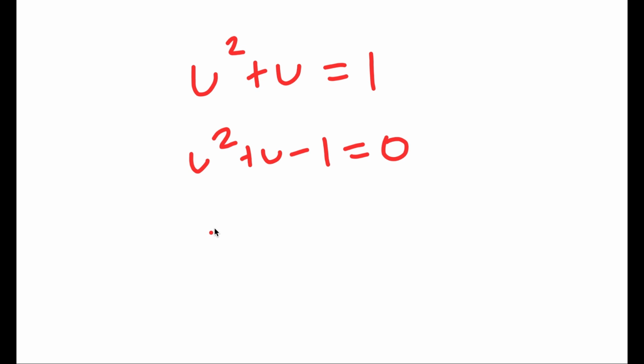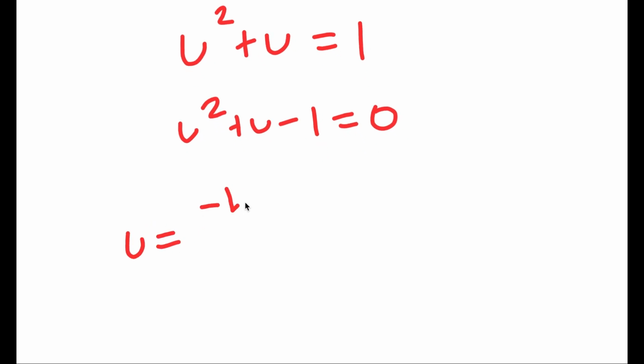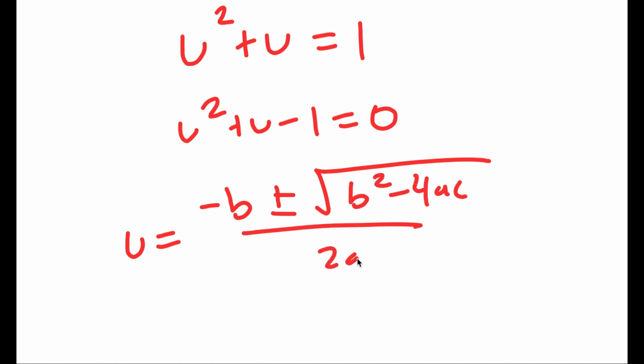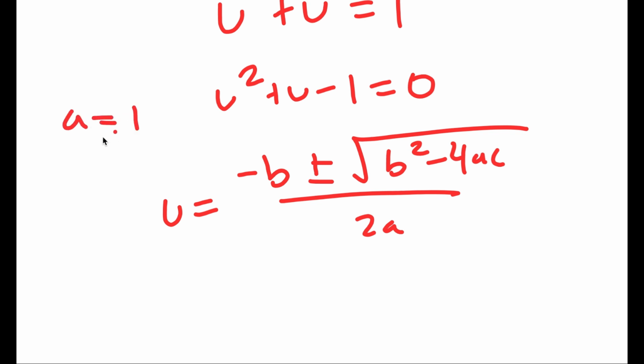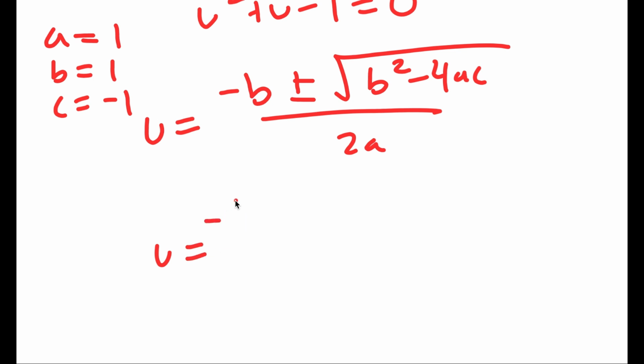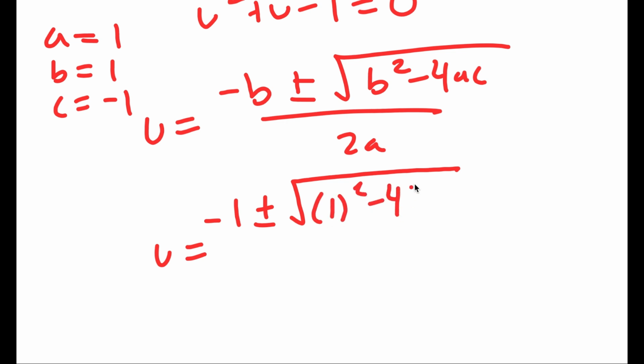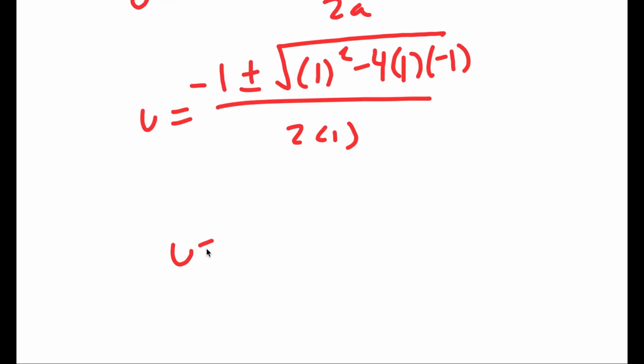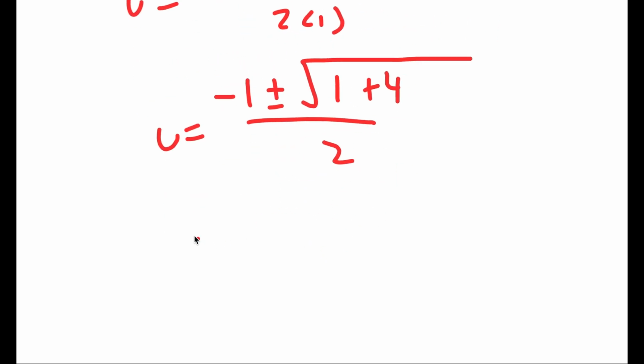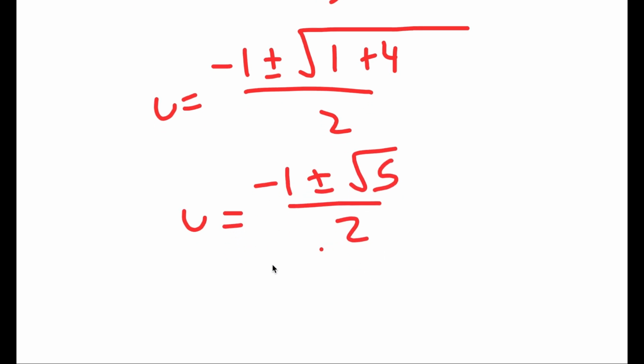So to solve this, I'm going to be using the quadratic formula, which is negative b plus or minus the square root of b squared minus 4ac all over 2a. So in this case, a is 1, b is 1, and c is negative 1. So I get u is equal to negative 1 plus or minus the square root of 1 squared minus 4 times 1 times negative 1 all over 2 times 1. And this is equal to negative 1 plus or minus the square root of 1 plus 4 over 2, which is equal to negative 1 plus or minus the square root of 5 over 2.